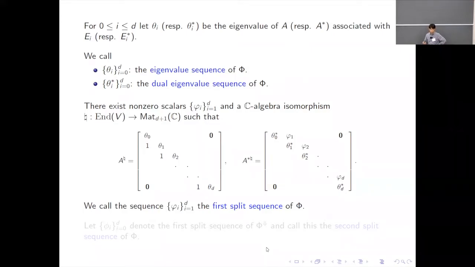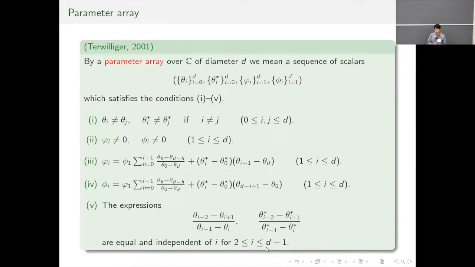And we apply this argument to Phi double down arrow. So the first split sequence of Phi double down arrow is called the second split sequence of the original Leonard system Phi. Okay, so we have 4 sequences of scalars, and Terwilliger also introduced the concept of a parameter array over C of diameter D.